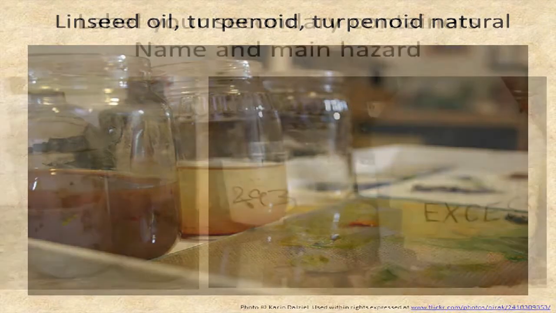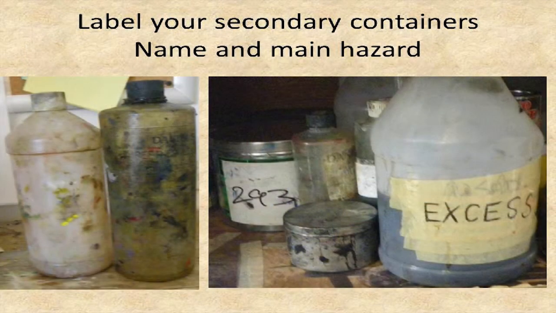So if you're transferring products from the container that it came in into a secondary container, label that container. You want to put the name of the product that's in there and the main hazard. So if it's flammable, put flammable. If it's corrosive, put corrosive. If it says contains toxic materials, put the word toxic on there. And that provides a warning not only to you and a reminder of what it is, but to anybody else who comes into your studio to be safe around that product.